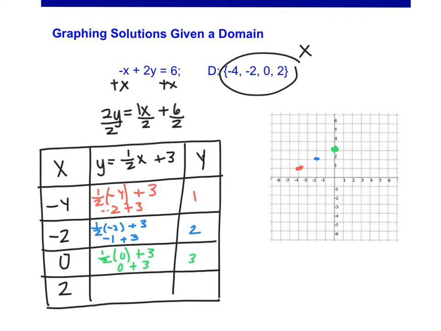All right, last one. We're going to plug in a 2 for your x, that's our input. Half of 2 is 1, and 1 plus 3 is 4. So on the x-axis, we're going to go 2 to the right for your positive 2x, and then up 4, and plot that point right there. So we have graphed the solutions given a specific domain. So if you have just however many values in your domain, that's how many points you're going to have on your graph.